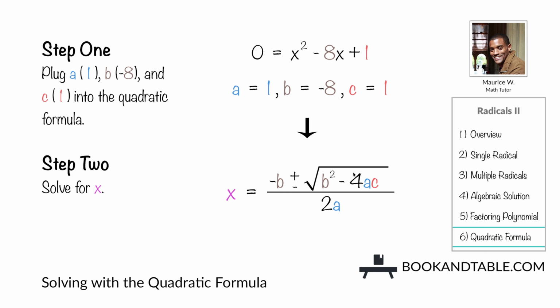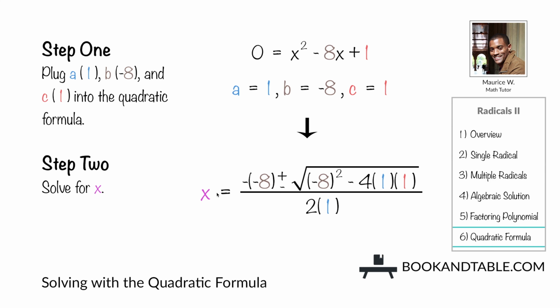So 1 goes here and here. -8 goes here and here. And c goes here, leaving us with x is equal to -b, which is negative times -8, plus or minus the square root of b squared, so that's -8 squared, minus 4 times a, which is 1, times c, which is 1, over 2 times a, which is 1.